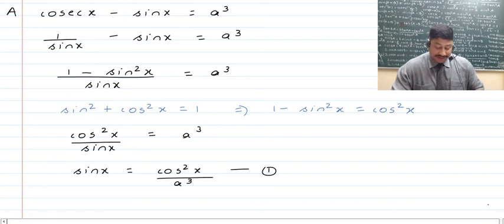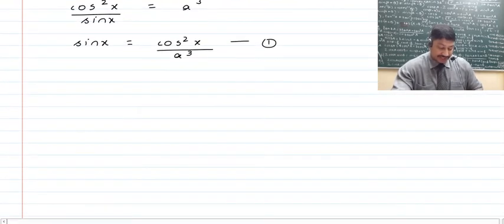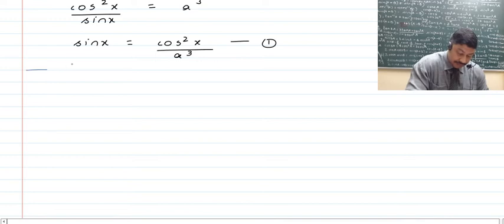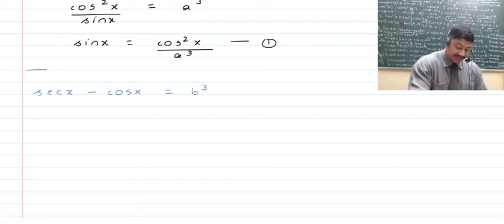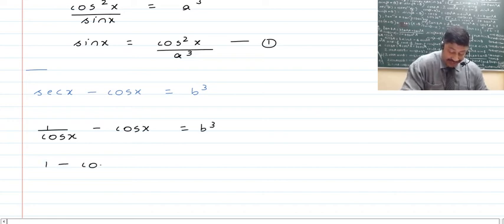Now next we talk about the second equation that we've been given, which is sec x minus cos x is equal to b cube. So sec x minus cos x has been given to us to be b cube. Further simplifying this, as we know that the inverse of sec x is cos x, we write this whole equation in the form of cos x. So we have 1 upon cos x minus cos x, which becomes equal to b cube, or in other words we have 1 minus cos square x divided by cos x, which becomes equal to b cube.